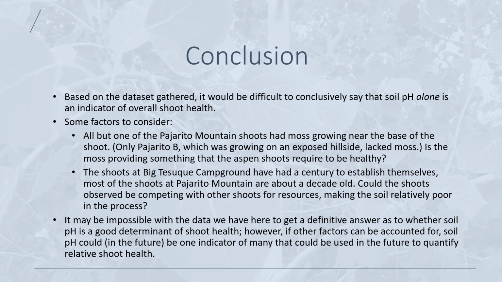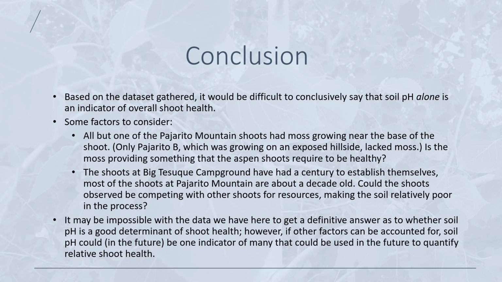Based on what we found here, it would be difficult to say that using pH readings by themselves would be a good indicator of whether an aspen tree is healthy or not. There are definitely other factors in play, such as the age of the stands. For example, all of the healthy trees at Pajarito had moss growing at the base of the shoot. Could that moss be providing something that the shoot needs? Also, most of the Pajarito stand was thick enough that you couldn't walk through it. Could these shoots be competing for resources and making the soil poor in the process?